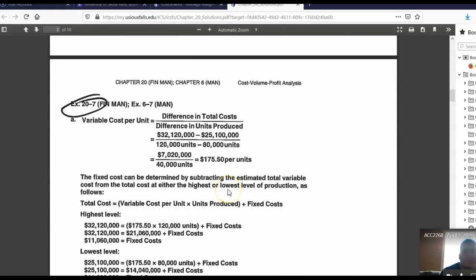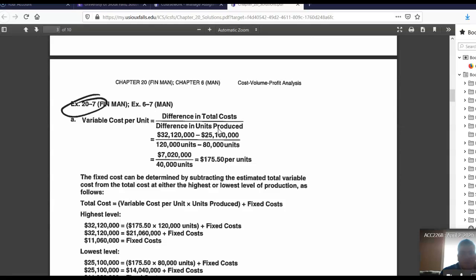Number 7 is kind of an interesting problem. It's called the high-low method, and essentially what we're doing is we're trying to back into fixed costs. You'd have to look in the text to see how this works, but we're trying to calculate variable cost per unit, okay? And that's what we'll calculate, and therefore we can back into fixed costs. How it works is you look at the information you have and you take the high and the low of total costs and the high and the low of the units produced.